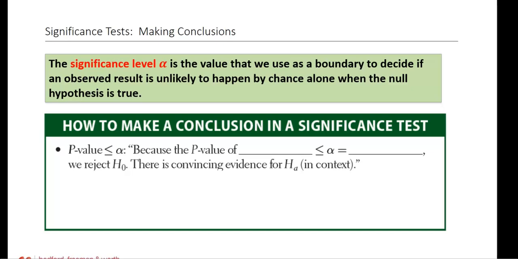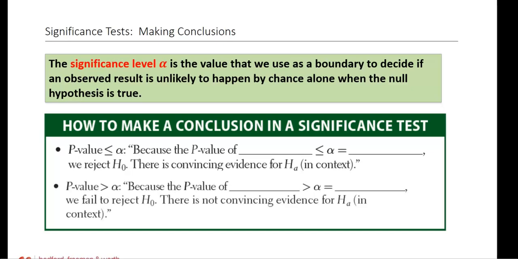So if you have a small p-value, less than the alpha, or usually less than 5%, we're going to reject the null. There is convincing evidence for the alternate. And then in context, you talk about the context of the problem. That's typically how we script it here. So if the p-value is bigger than alpha, because the p-value of 14% is greater than the alpha of 5% or 0.05, we fail to reject the null. There is not convincing evidence for the alternate in the context of the problem, that the mean daily intake is less than 1,300.